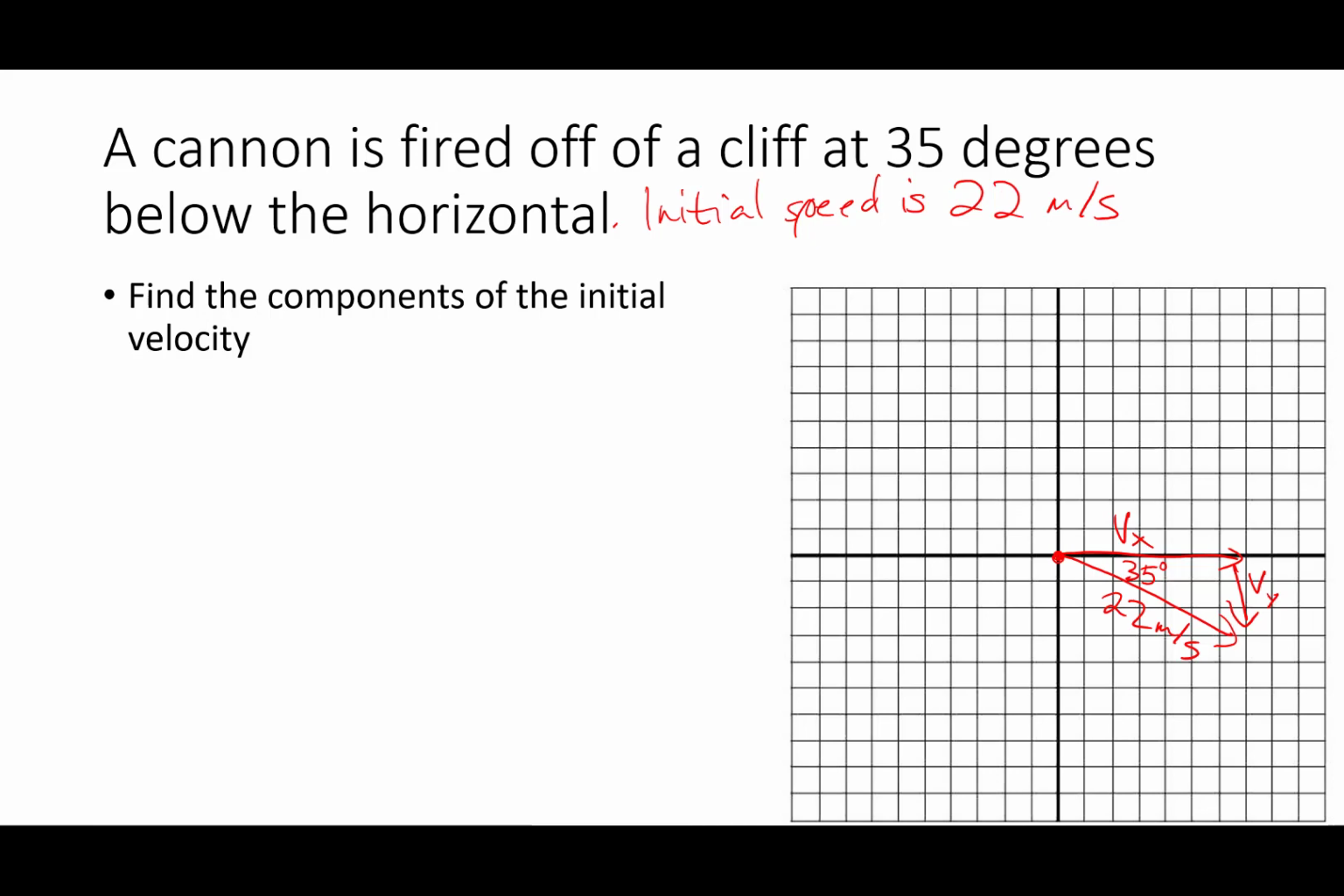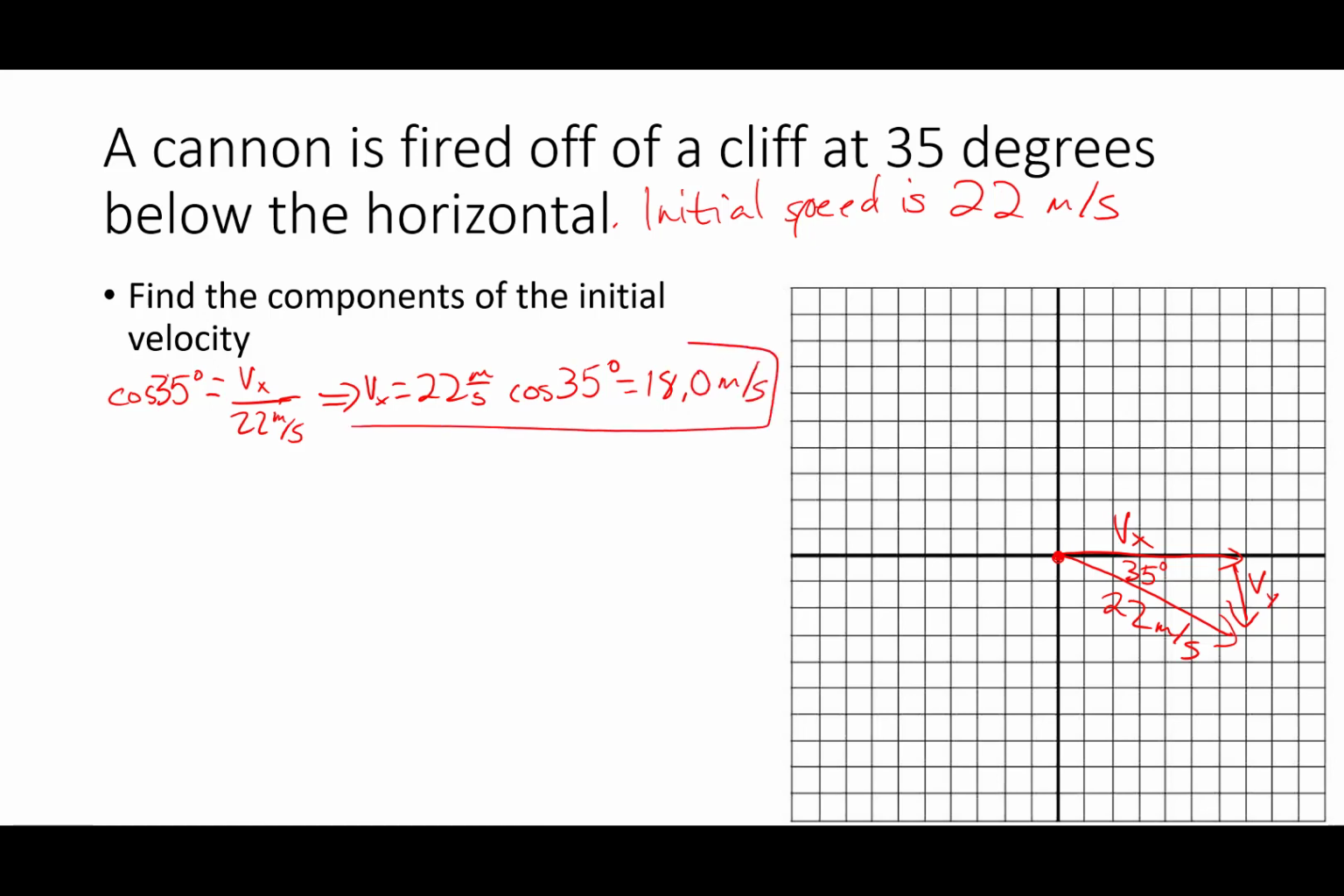Vx is adjacent to the angle of 35 degrees, so we'll use cosine. Cos of 35 degrees is adjacent, Vx, over hypotenuse, 22 meters per second. Solve it. We get Vx equals 22 meters per second times cos of 35 degrees. Plug it into a calculator: 22 cos 35 is 18.0 meters per second. That's equal to Vx.